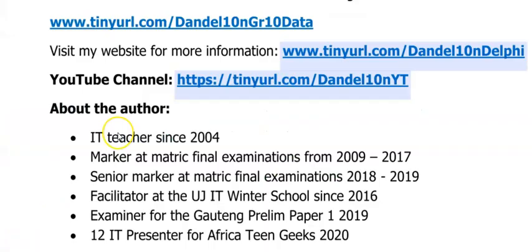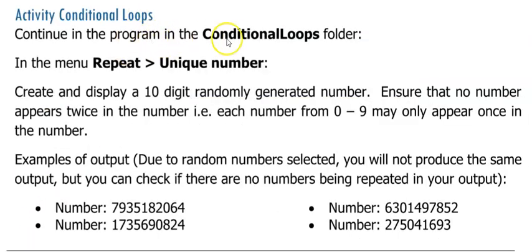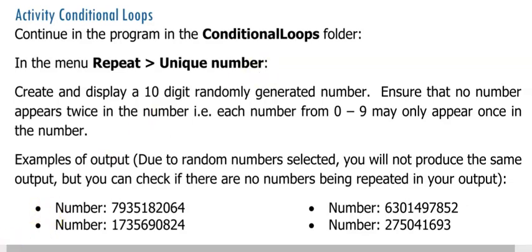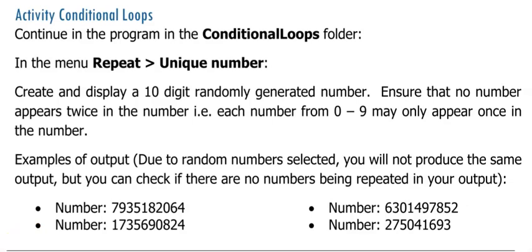If you haven't done so already, make sure that you go to this link here to download the data files of my book. I want you to continue in the program in the conditional loops folder and go to the menu repeat, and then follow the unique number menu and code the following. Press pause and try it yourself before you watch the rest of the video that contains the memo.